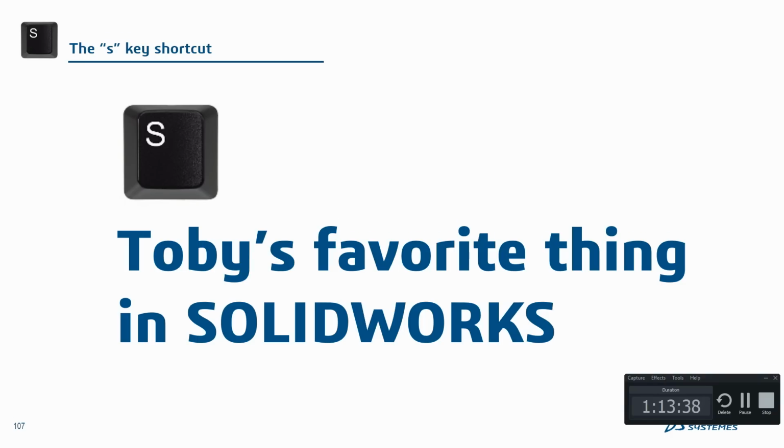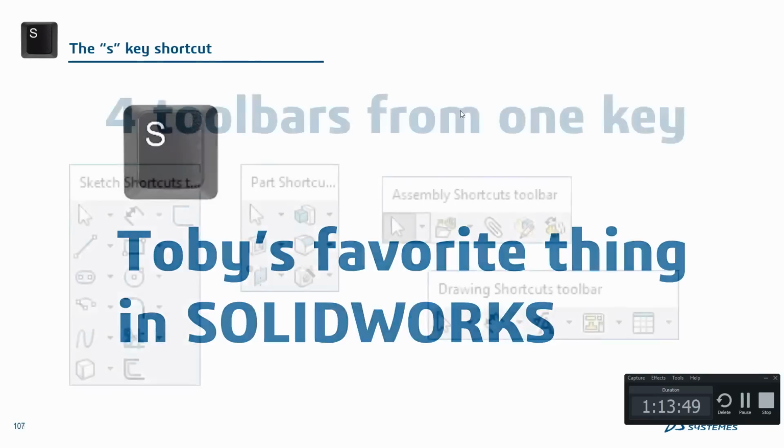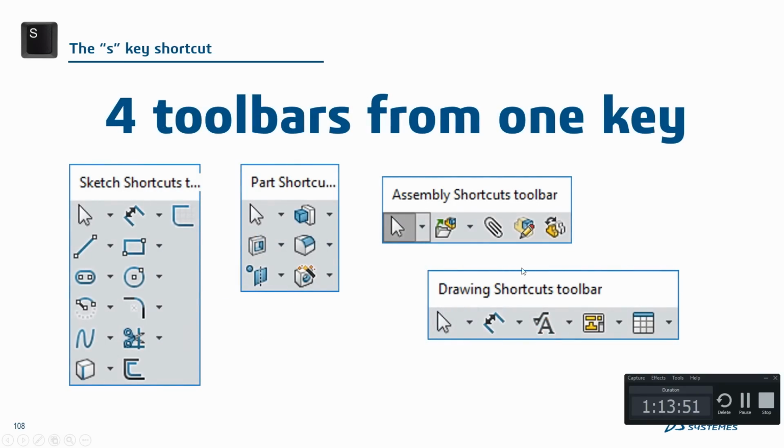People ask me that, they're like, where do you work? Oh, I work for SolidWorks. Oh, what do you like about it? The S key. It's my favorite thing. The S key is the enhancement of the century, in my opinion. I think it came out in 2003. It's 4 toolbars that all work from one key. If you haven't worked with this before, there's lots of videos online that you can watch to learn about the S key. But if this is your first time being exposed to it, it's no problem.